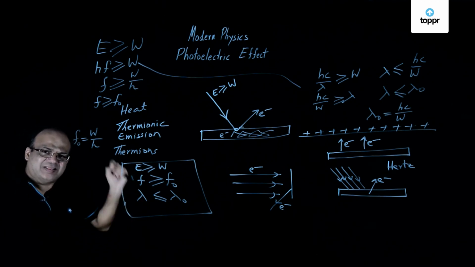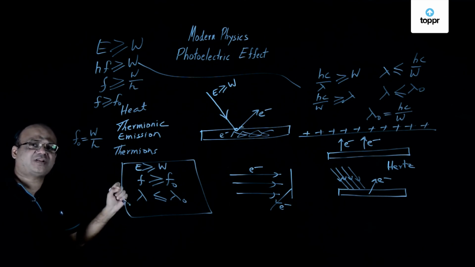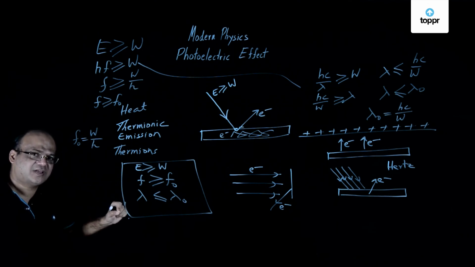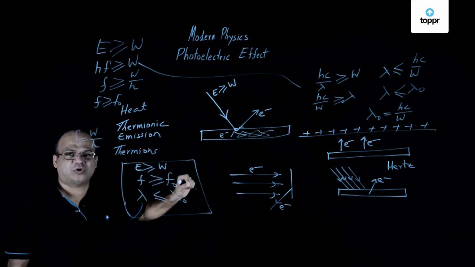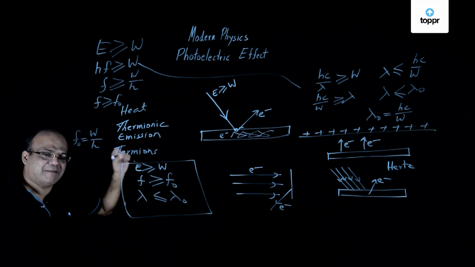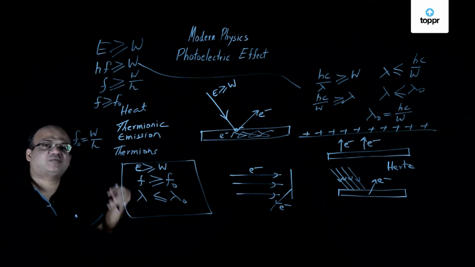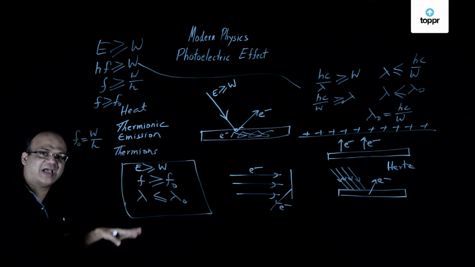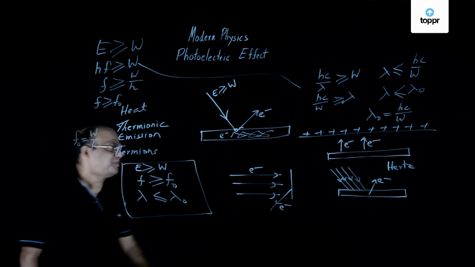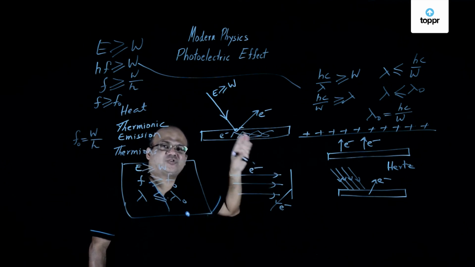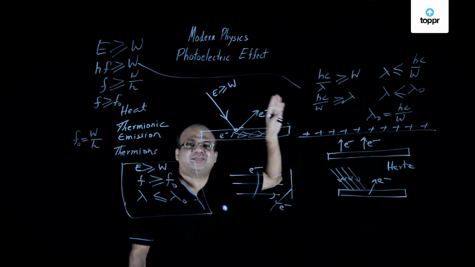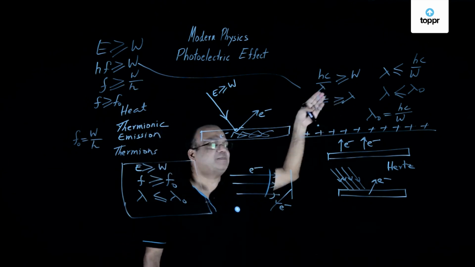So, therefore, in this lesson we learned that for photoelectric effect to occur, the energy of incident photons must be more than or equal to the work function of that metal, and this implies the frequency has to be more than threshold frequency, and threshold frequency is given by work function by Planck's constant. The wavelength has to be less than or equal to the threshold wavelength, and threshold wavelength is given by hc by work function.